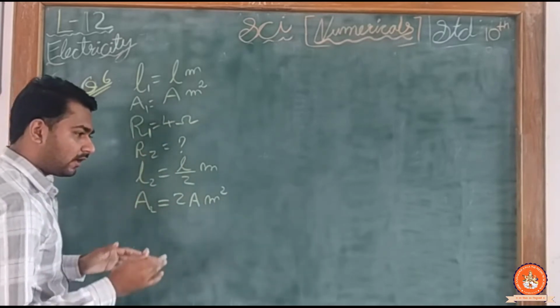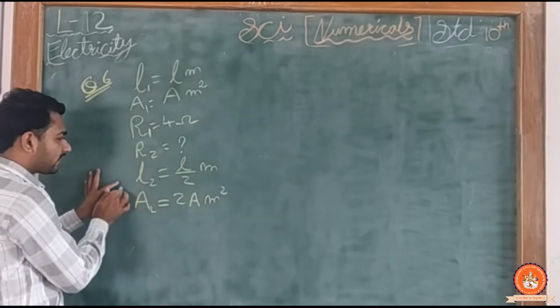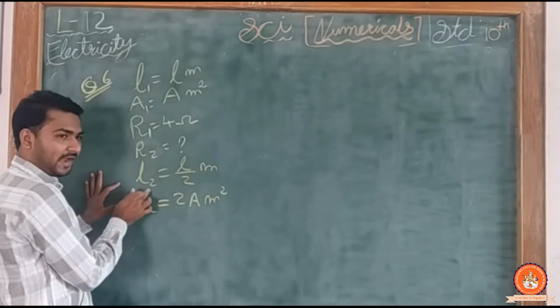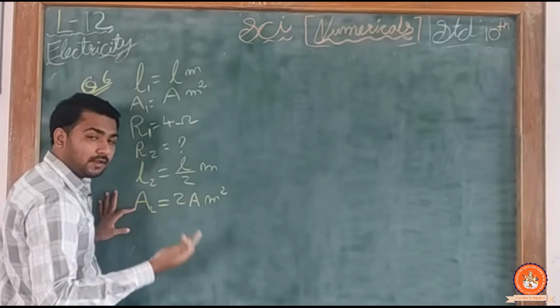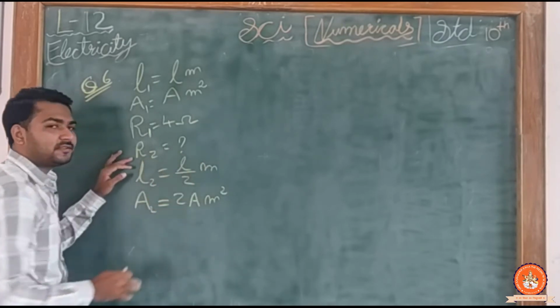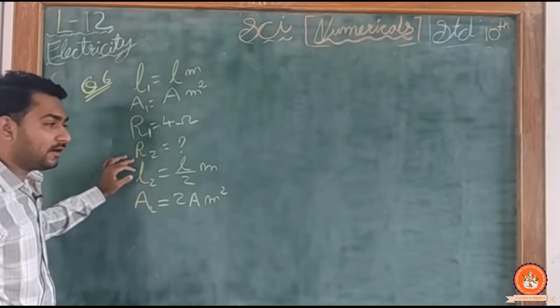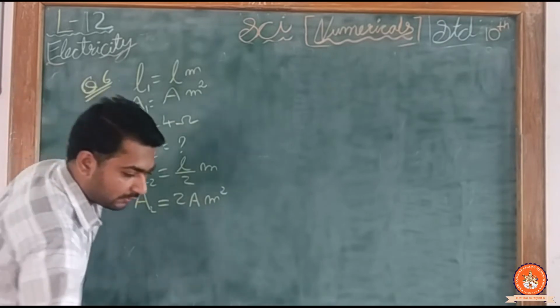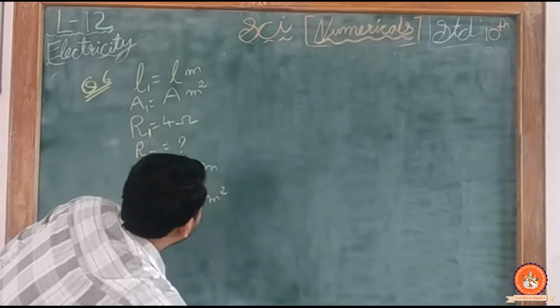क्वेश्चन ऐसा दिया है, अगर मैं उस वायर का लेंथ कम कर देता हूं, L by 2 कर देता हूं, तो सेकंड केस हो गया, सो आई मेक L2. And if I double the area of cross section, that is 2A, then what will be my resistance? So what we have to find? R2. They give us R1 is equal to 4 ohm. So what we will do? We will do like this.